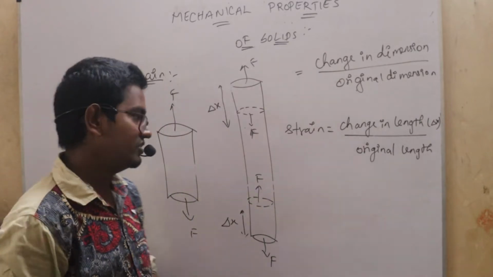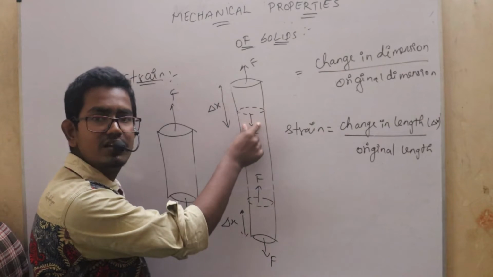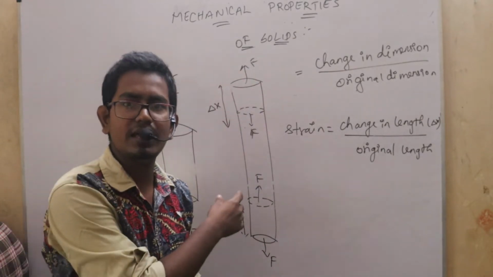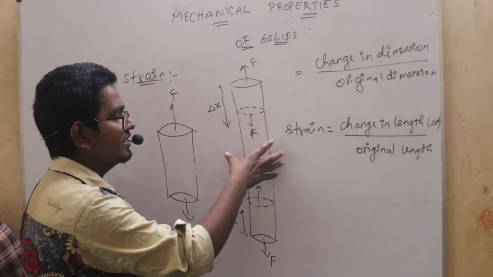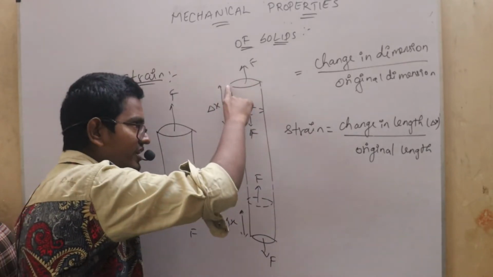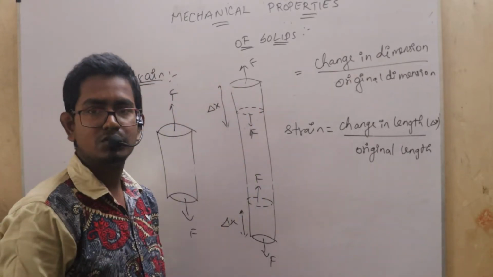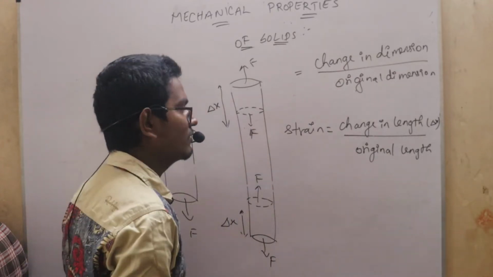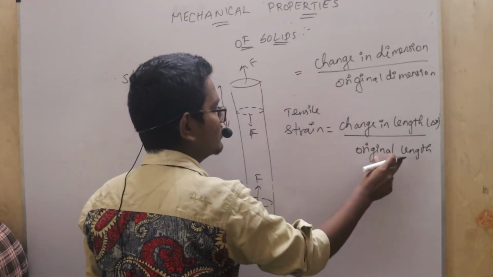as strain. As you can see here, it will be known as the tensile stress, as the restoring force is being created whenever I am applying the deforming force. So here the tension is getting created. Due to the tension, you can see the elongation in this rod. You can see the increase in the length of this rod. So this strain will be known as tensile strain, which is change in length upon original length.